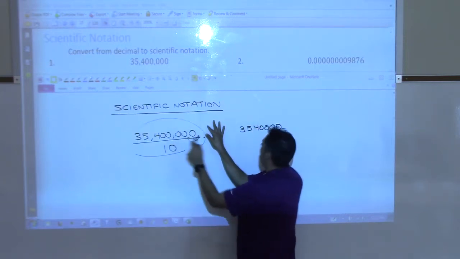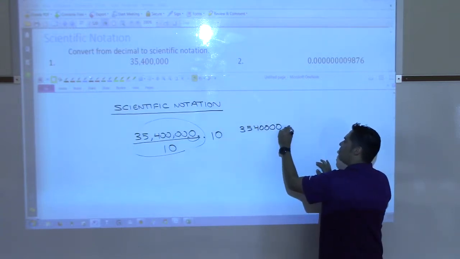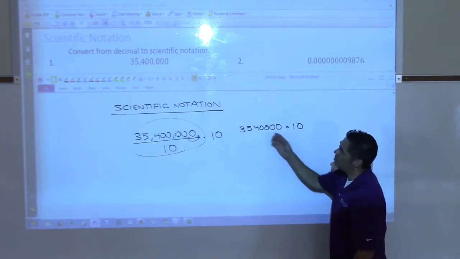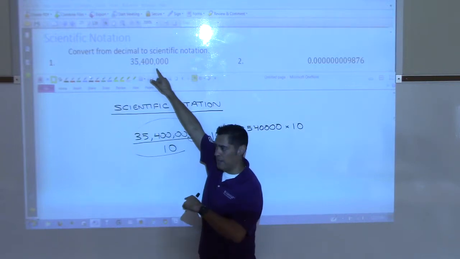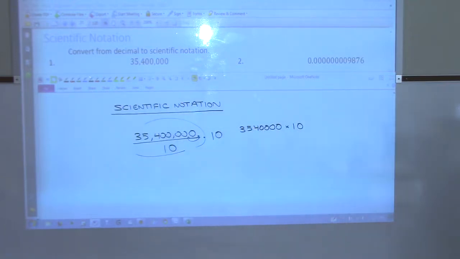So I'm going to divide by 10. There, I've divided by 10. But then I have to also multiply, I'm going to use this symbol, times 10. So do you see that this number right here is the same as that number there? It's that number divided by 10, but then multiplied by 10. If you don't see it, then I'm trying to get you to see it.